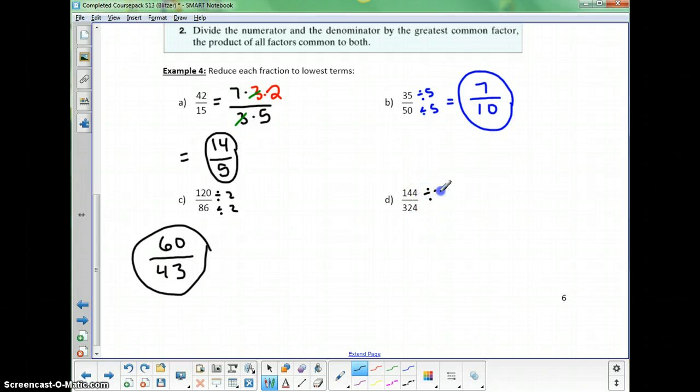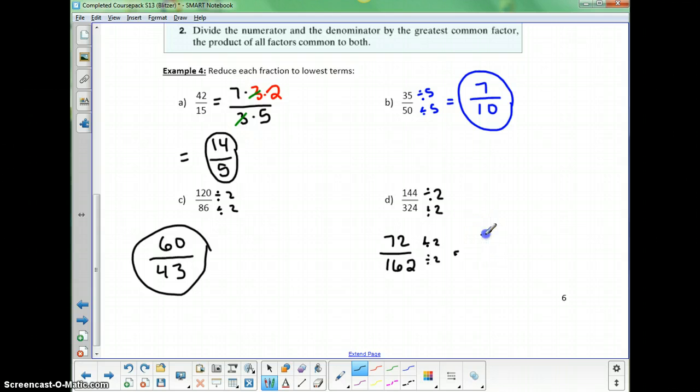And then we start by dividing them by 2 because they're both even. I know I can divide them both by 2. So 144 divided by 2 is 72 over 324 divided by 2 is 162. It's still even, so I'm going to divide them by 2 again.